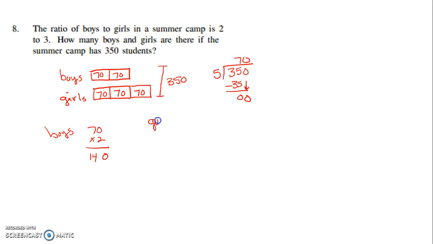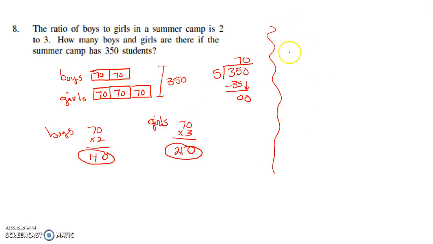And for girls, the ratio was 2 boys for every 3 girls. So you know there was 3 parts that represented the girls. 70 students in each part. So then you'll just do 70 times 3 to figure out the number of girls at the camp. 3 times 0 is 0. 3 times 7 is 21. There must be 210 girls at the camp, 140 boys at the camp. And if you add 140 and 210, you will come up to 350. So that would be one method.